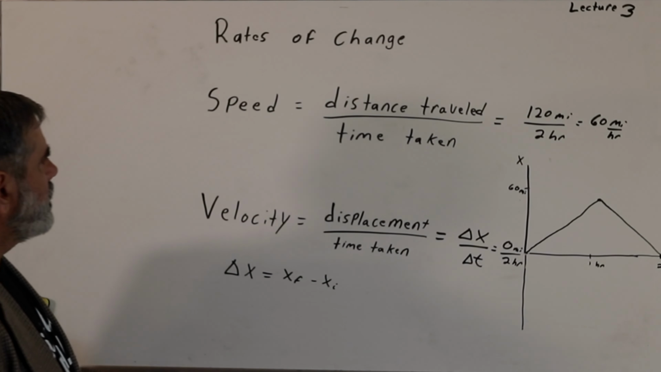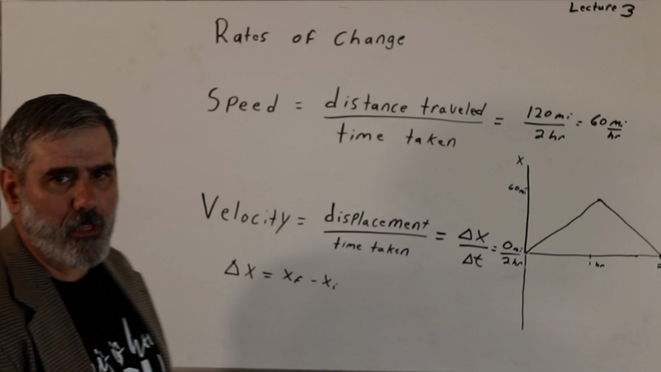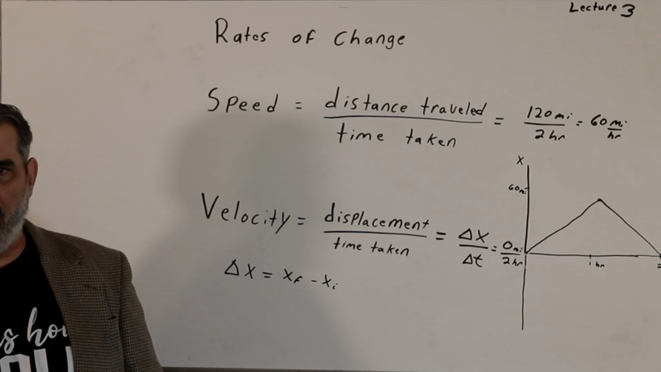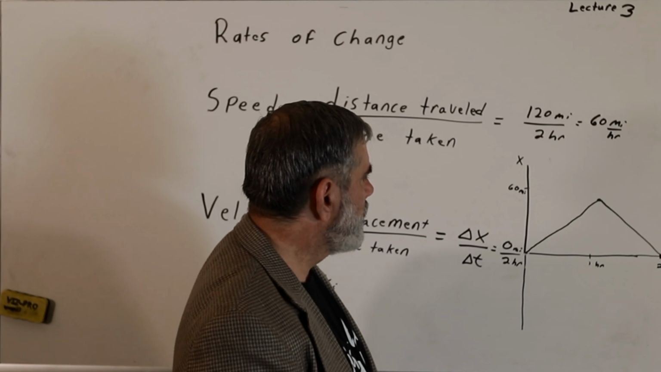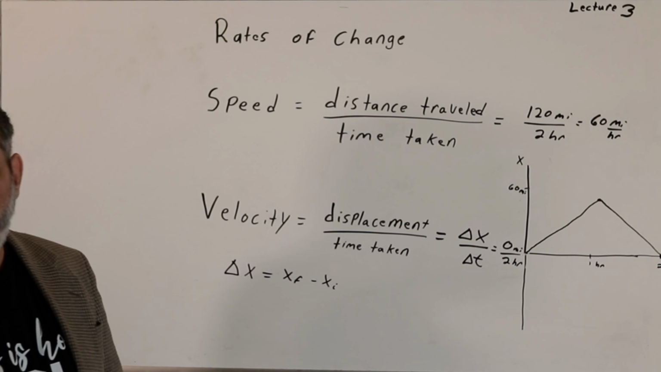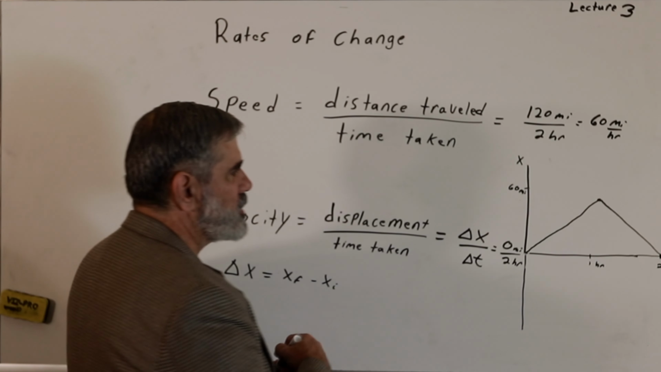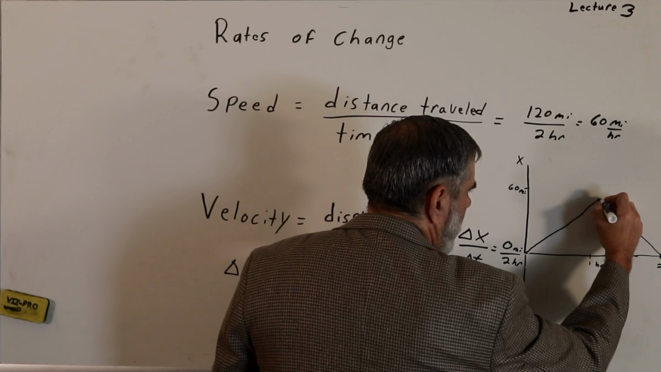Now, I should point out that when I say speed and velocity, what I really mean is average speed and average velocity. And the reason it's an average is because it's taken over this large interval. Instantaneous speed is the speed that we mean when we talk about a much smaller interval. In fact, we talk about an infinitely small interval.